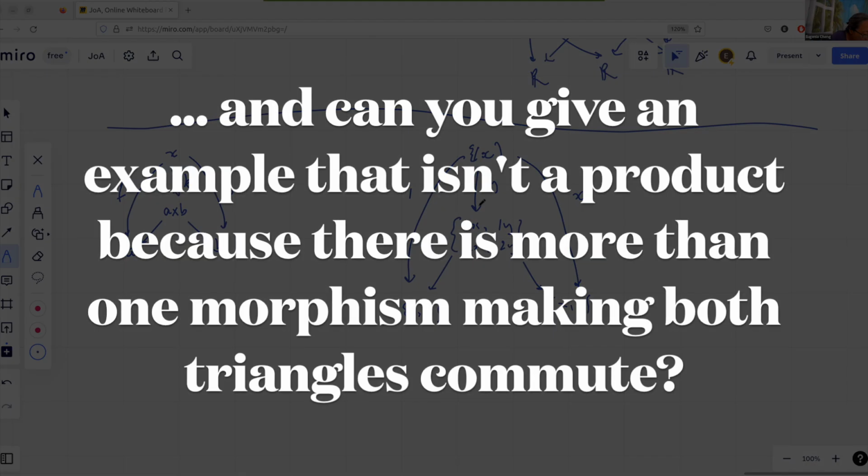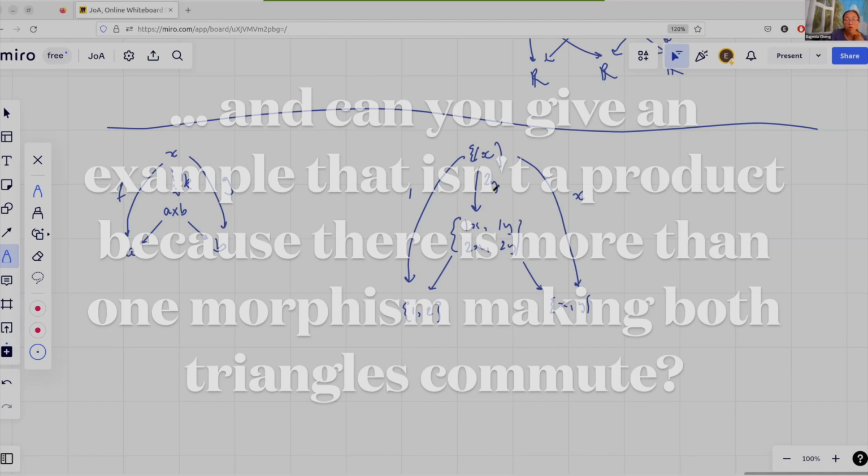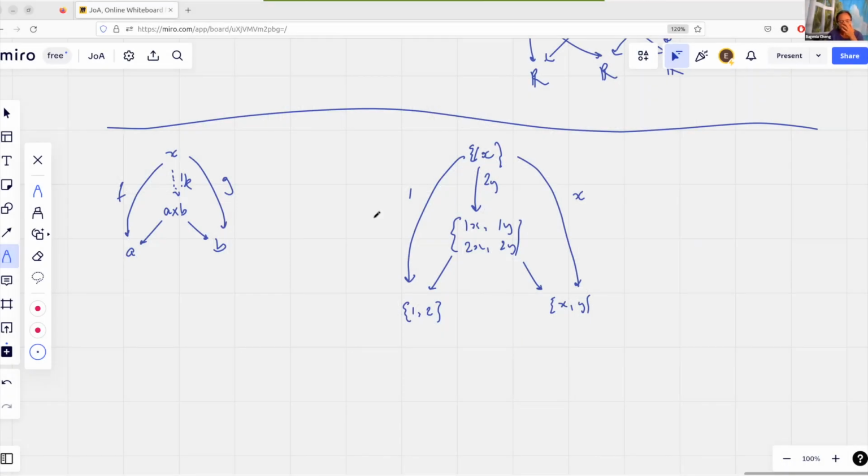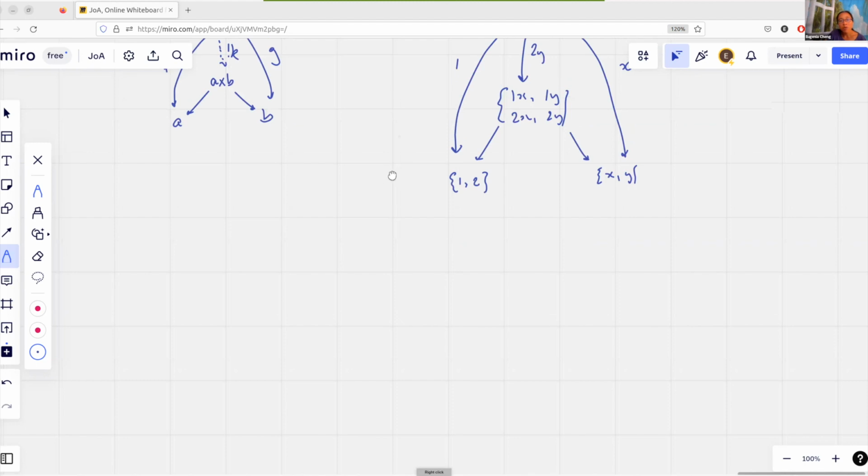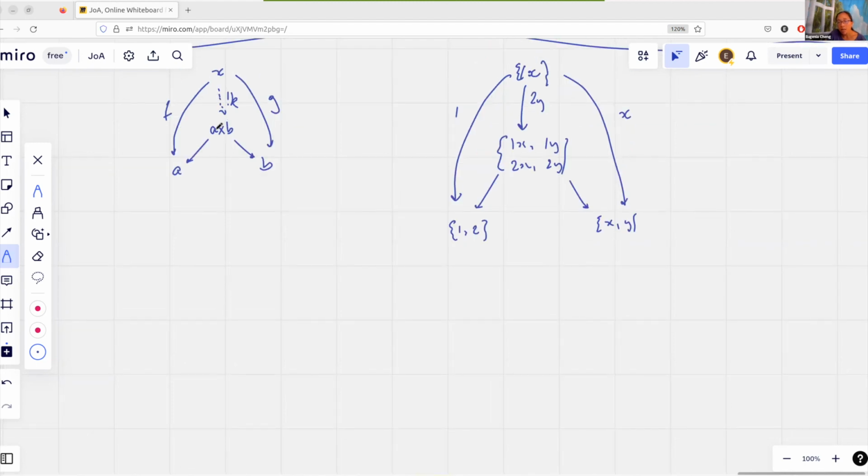please give an example of a diagram that looks similar but isn't a product because there is more than one morphism making both triangles commute. Okay, so if you put an extra element into here, then you can have two possible factorizations because things will not be uniquely determined.